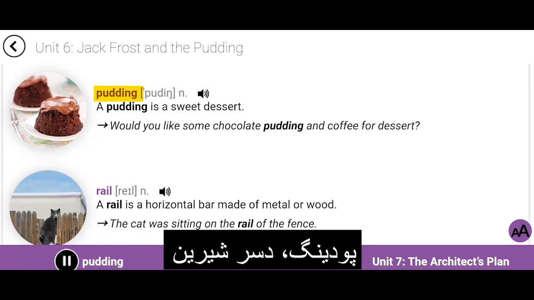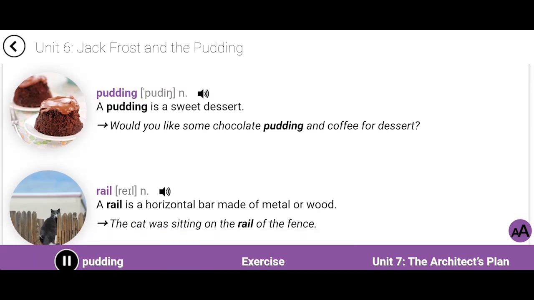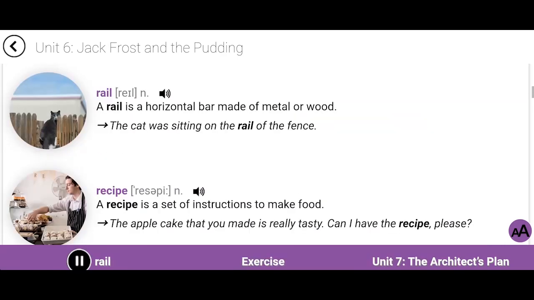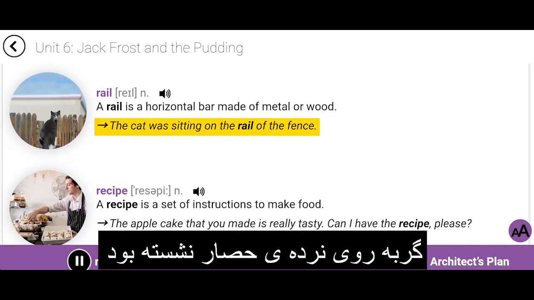Pudding. A pudding is a sweet dessert. Would you like some chocolate pudding and coffee for dessert? Rail. A rail is a horizontal bar made of metal or wood. The cat was sitting on the rail of the fence.